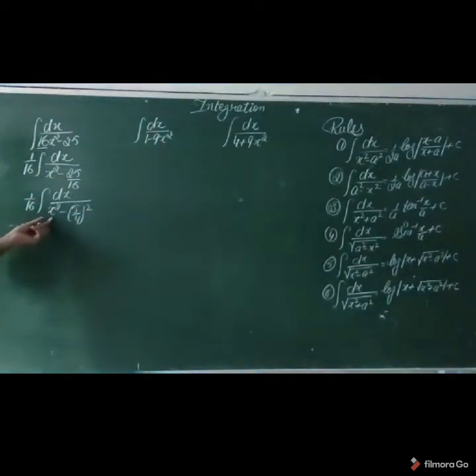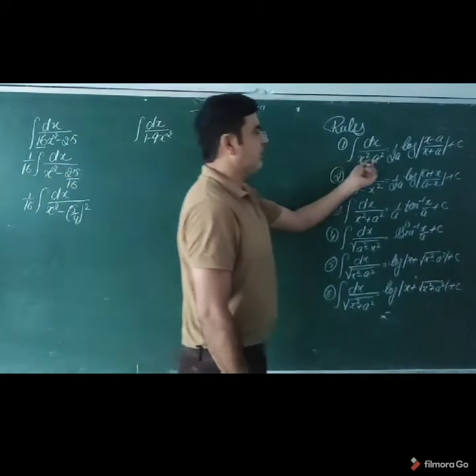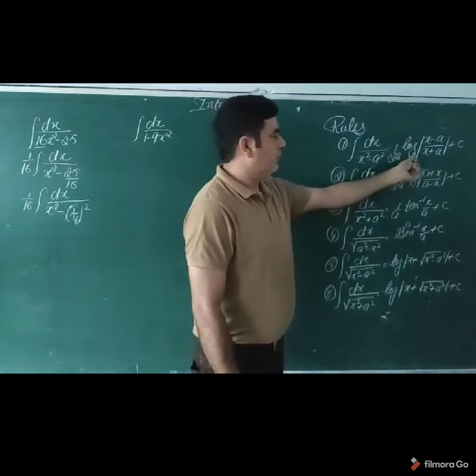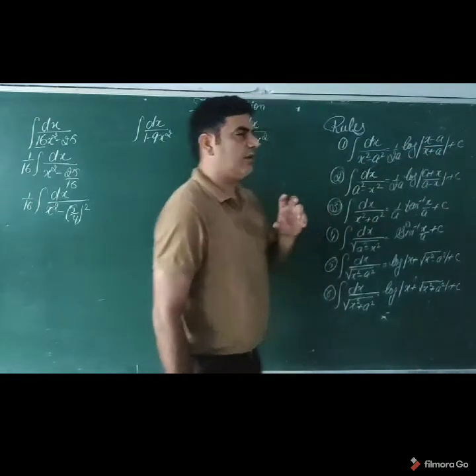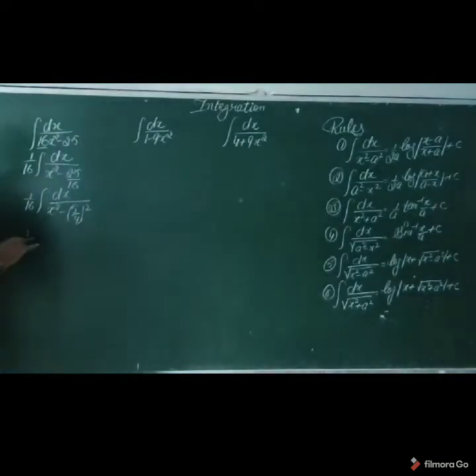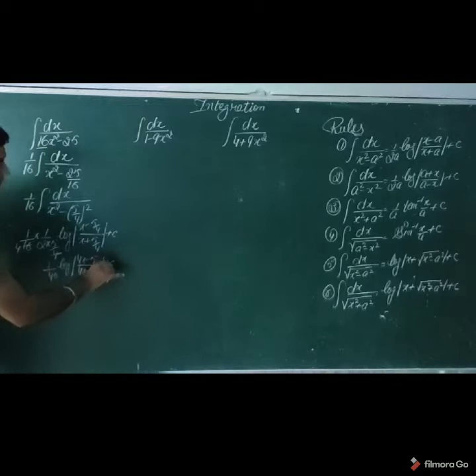If we see here, it is of the form x square minus a square. The first rule is 1 by double of a, log of x minus a divided by x plus a. So it can be written like this: 1 by 16, 1 by twice of a, log of x minus a divided by x plus a, plus c, that is known as the constant of integration. Simplified, 4 cancels out, it becomes 1 by 40 log of, after LCM, 4x minus 5 divided by 4x plus 5, plus c.